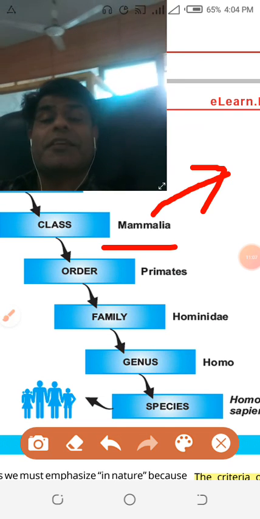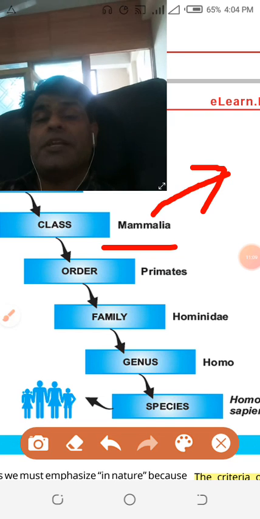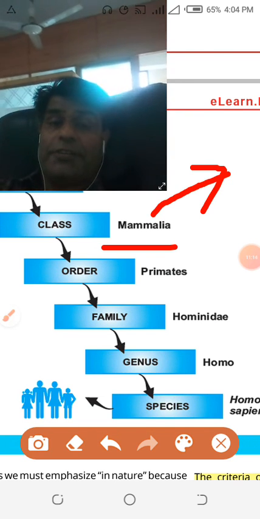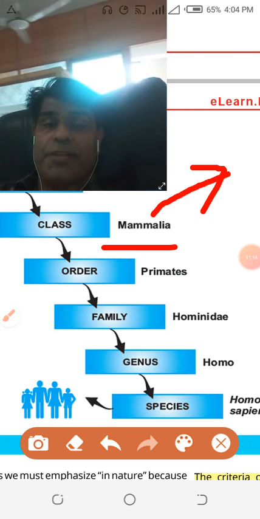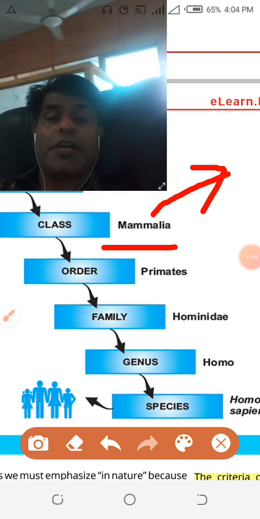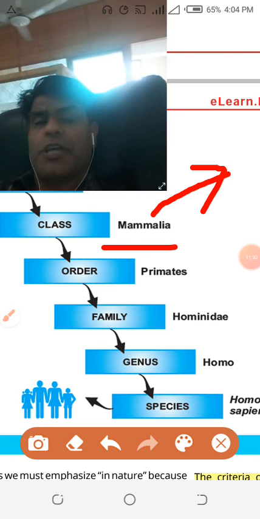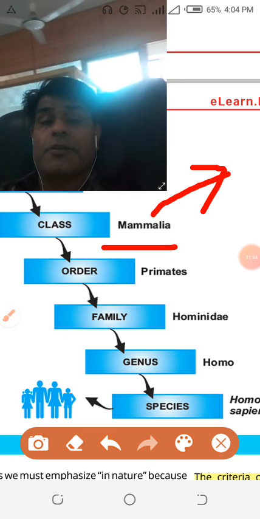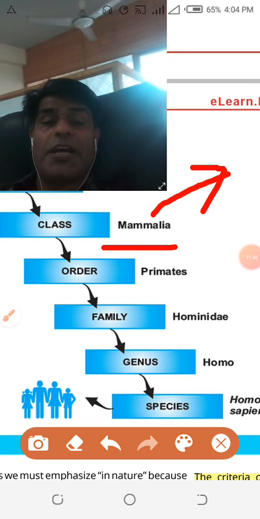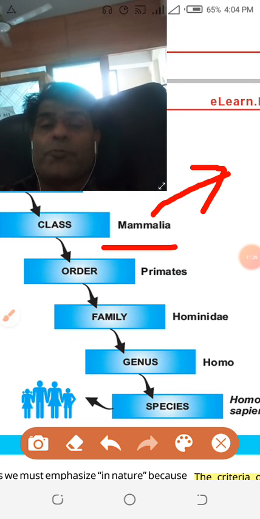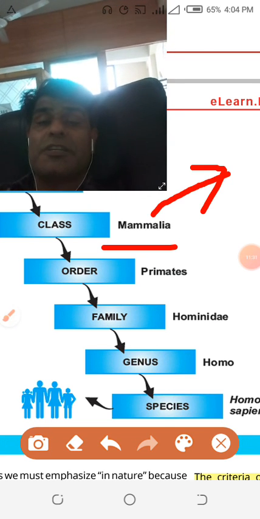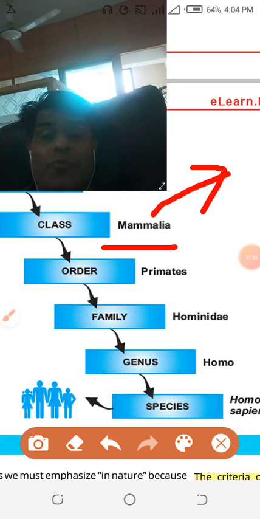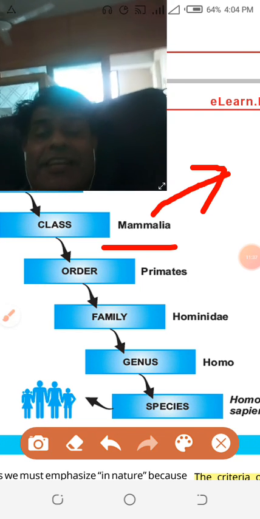Another class is class amphibia, frog family. We are not frog. Thank you Allah, we are not frog, because we are mammalia. Class amphibia is not written. Class reptilia, crocodiles, and human beings are not the crocodile, because they don't belong to class reptiles. Class aves, the birds, we are not the birds, because we are not going to fly. So which group we have? Class mammalia, the most developed class of chordates. Once again, most developed class of the chordates, mammalia.